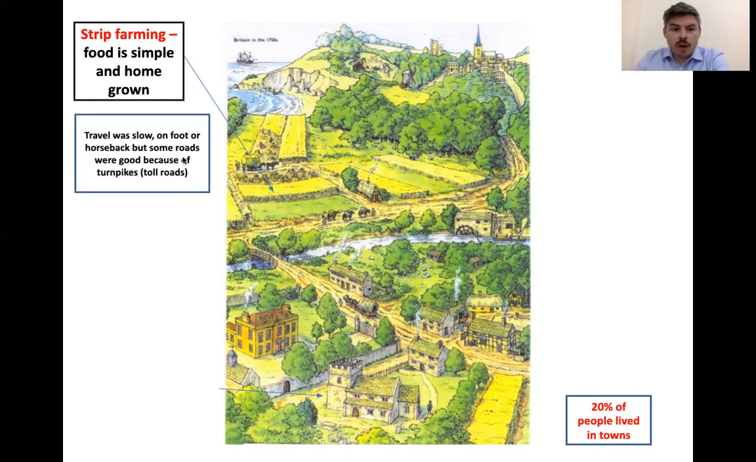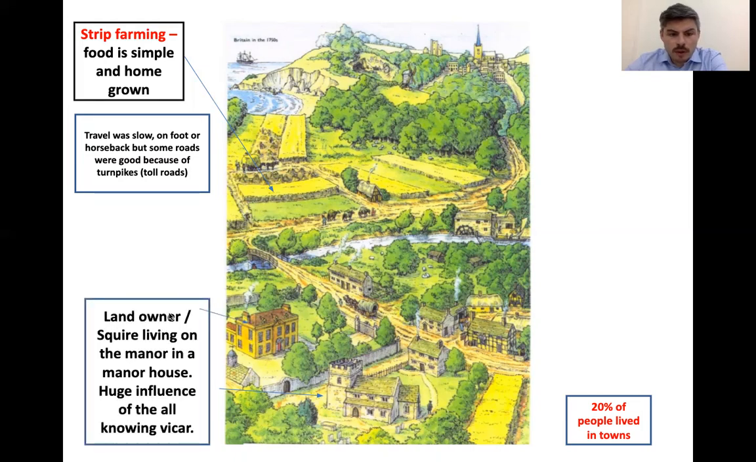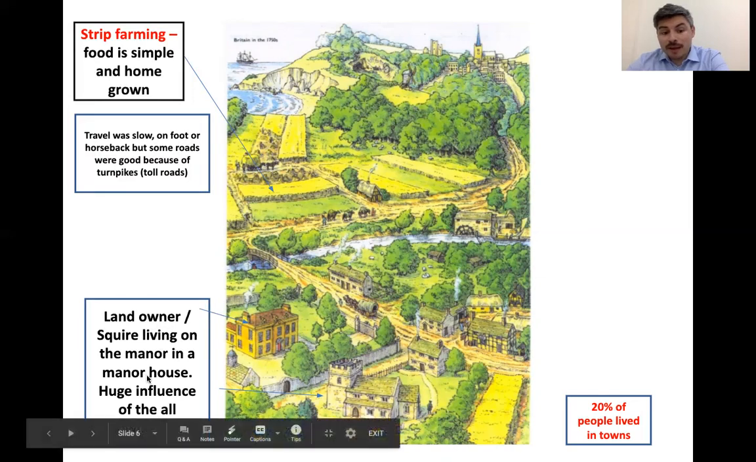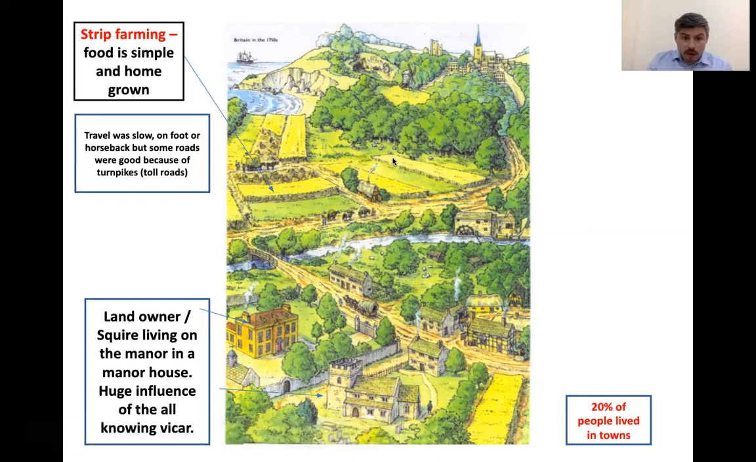Travel was slow on foot or horseback, but some roads were good because of turnpikes, which means toll road. People had to pay to use them. But generally, traveling was slow. It was on foot or horse, and we can see them here, and it took a long time, bad roads. We can see the landowner, or what we sometimes call a squire, living in a manor house. So this landowner, they owned the village, they owned the town, and they would be living in a huge mansion or a manor, okay? So these were very rich. They lived in a much better condition than the rest of the population.